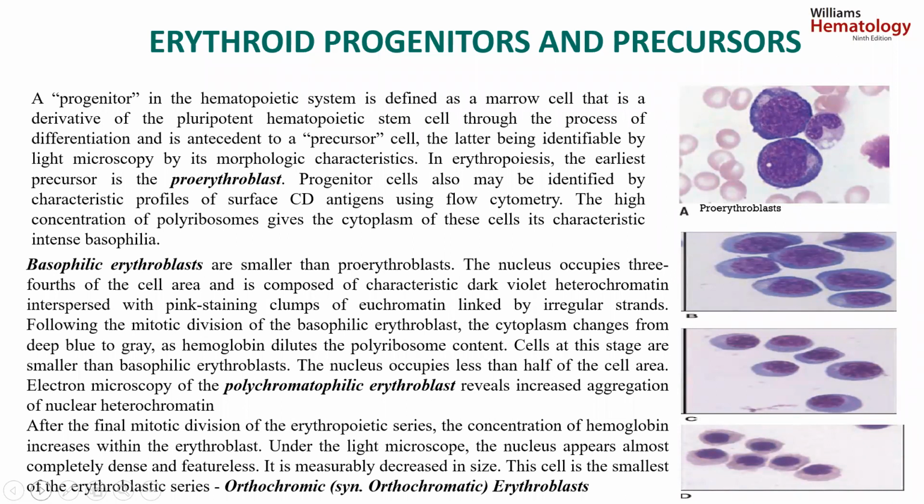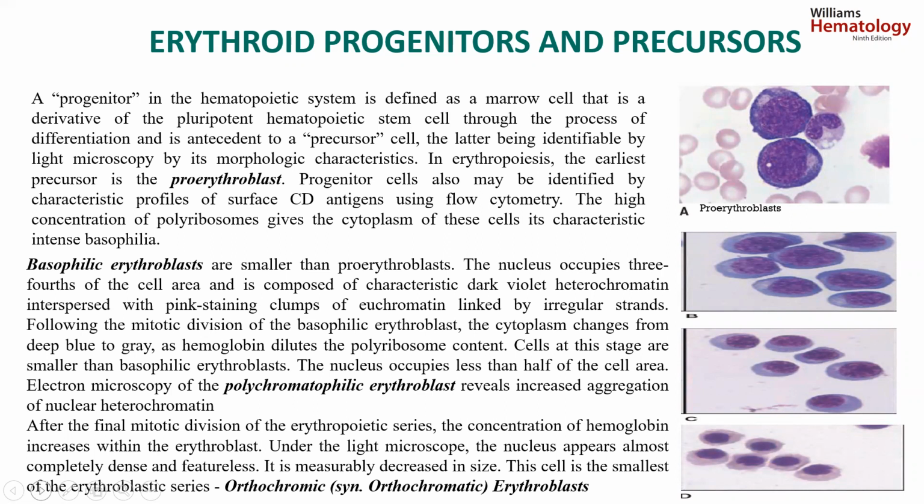Following the mitotic division of the basophilic erythroblast, the cytoplasm changes from deep blue to gray as hemoglobin dilutes the polyribosome content. Cells at this stage are smaller than the basophilic erythroblast. The nucleus occupies less than half of the cell area. Electron microscopy of the polychromatophilic erythroblast reveals increased aggregation of nuclear heterochromatin. After the final mitotic division of the erythropoietic series, the concentration of hemoglobin increases within the erythroblast.